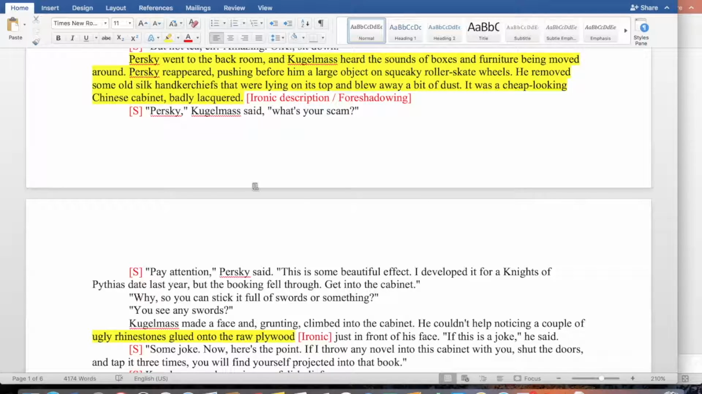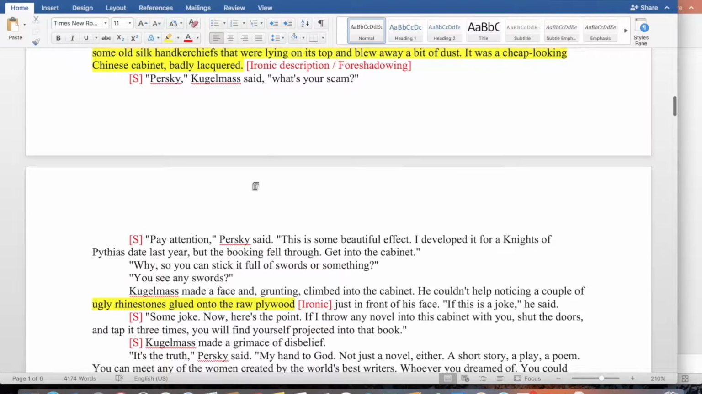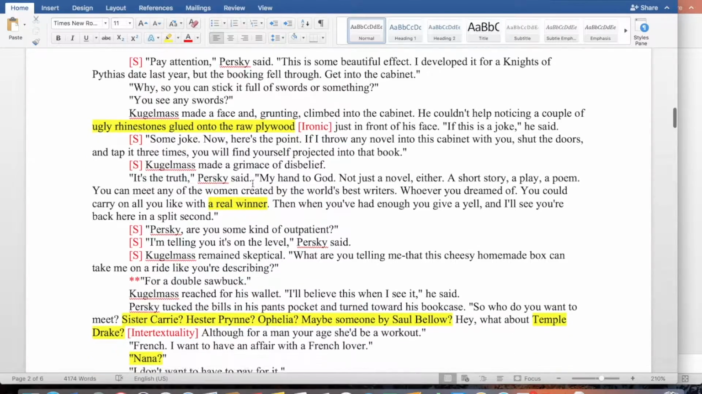Again, if somebody told you they had a big magic box, and later we'll find out that it's supposed to transport you into a book, the description we'd be expecting wouldn't be cheap-looking, Chinese-made and badly lacquered, right? You'd expect something fancy, something ornate, something of great wood, right? So it's ironic, and it's also foreshadowing. If this magician's using such crappy materials, this might not go very well.